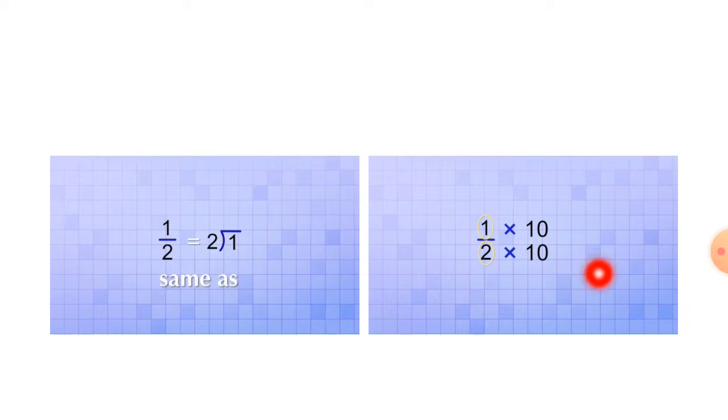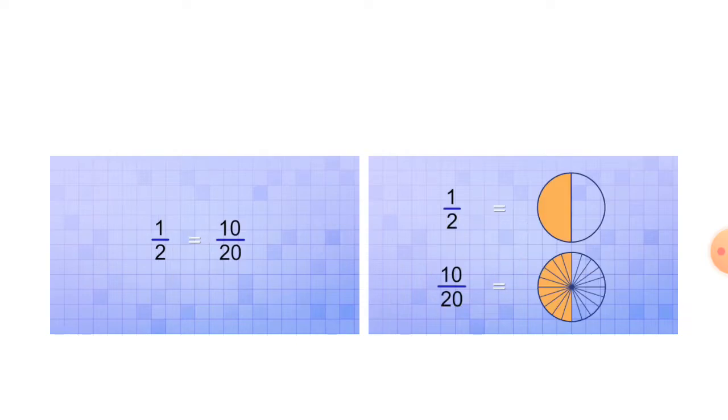2 tens are 20. See, 10 and 20, 10 over 20. 10 over 20 and 1 over 2 are the same, because if we divide both numbers, it will come to the same, 1 over 2. If we represent this in a circle, you can see that 1 over 2 means half of the circle, and 10 over 20 is also half of a circle.